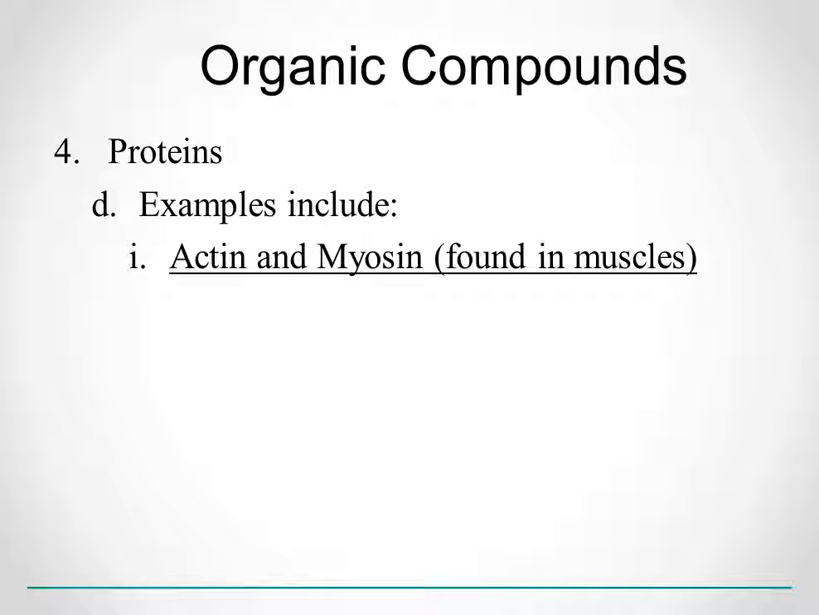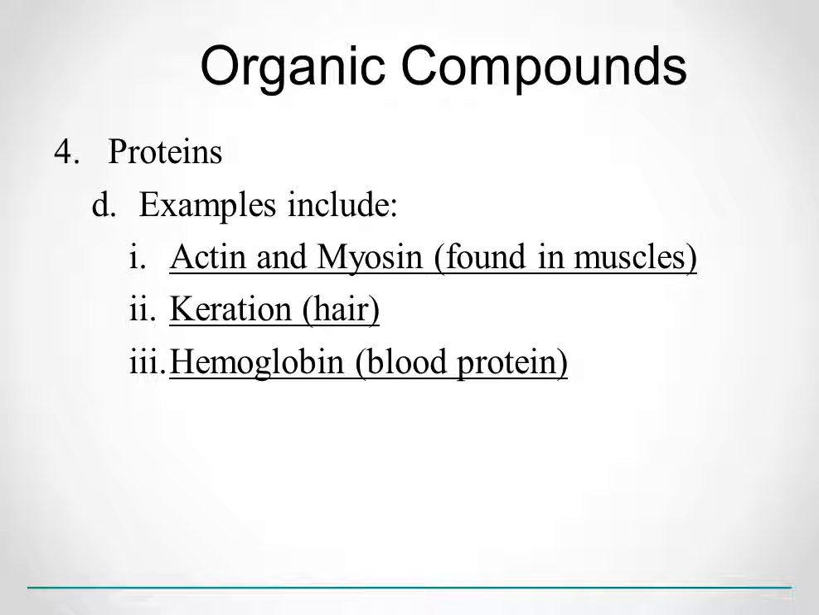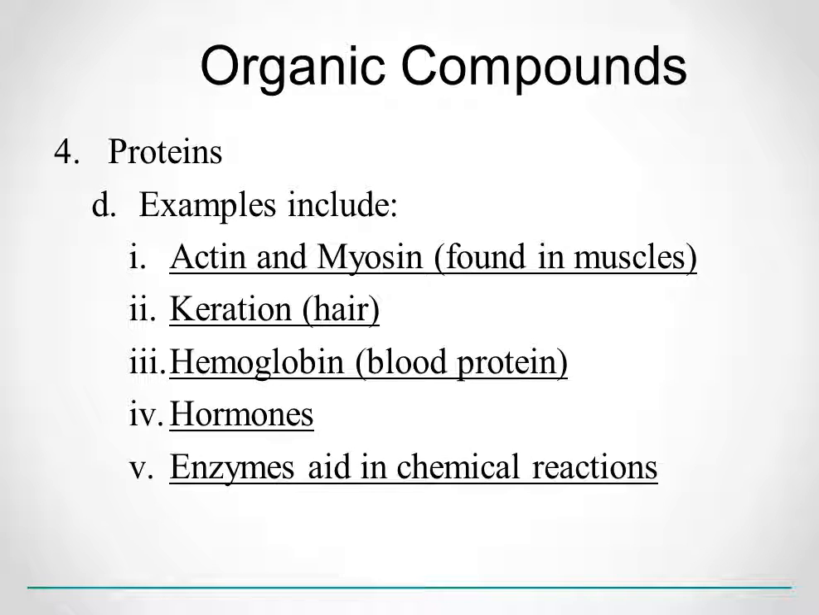Okay, so some examples are your actin and myosin. We find these in muscles. Keratin, we talked about that. That's for structure. That's in your hair. Hemoglobin is for carrying or support. That's your blood protein. And hormones. Okay, that's for control. Enzymes actually assist in chemical reactions.